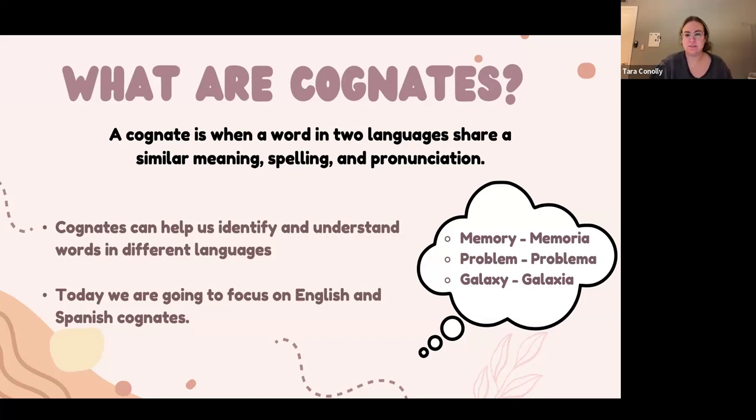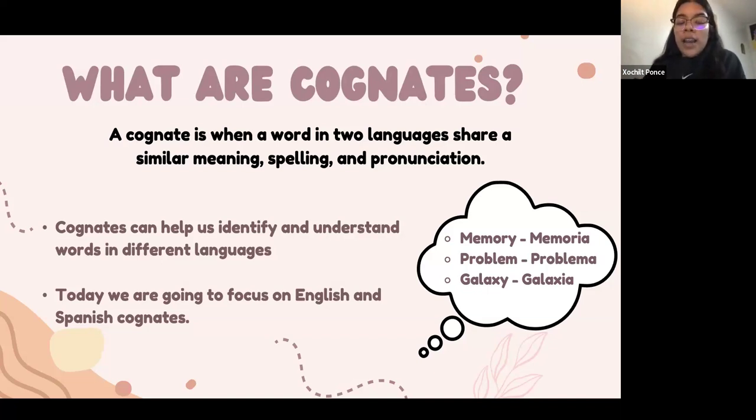Memory, memoria. Problem, problema. Galaxy, galaxia. Sorry about my pronunciation. Perfect. Thank you. A cognate is able to help us identify and understand words in different languages.